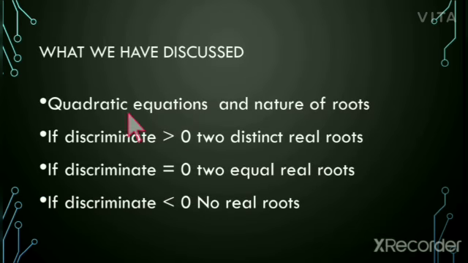Children, let us discuss what we have discussed in this class. We have discussed quadratic equations and nature of roots. If the discriminant value is greater than 0, then the quadratic equation has two distinct real roots. If the discriminant value equal to 0, then the quadratic equation has two equal real roots. If the discriminant value is less than 0, then no real roots.